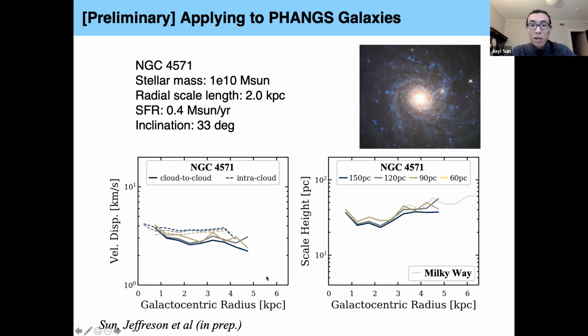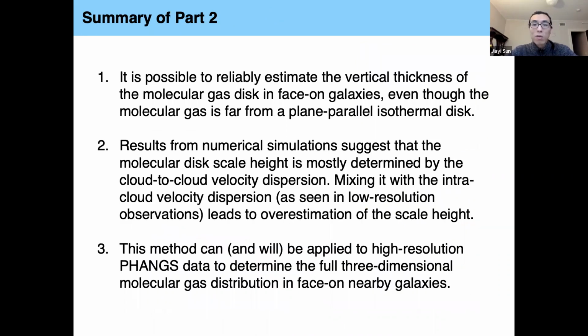So these are very preliminary results, but we plan to widely apply this to all galaxies with reasonably low inclination and further look at dependence on the galaxy global properties such as global stellar mass, radial scale length, etc. So I'll briefly summarize the second part of my talk here.